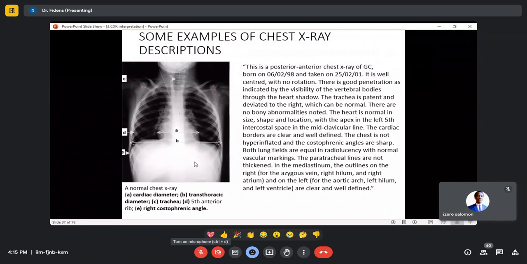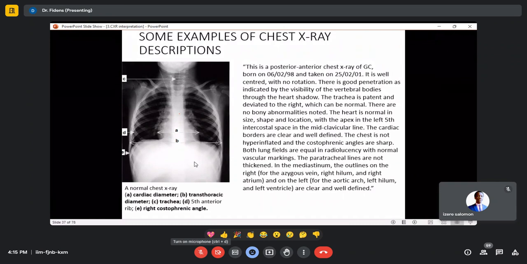I wanted to tell you how we can describe an image. Like now they said this is the posterior anterior chest X-ray of X, born on this date, taken on the 25th. It's well centered, with no rotation. There is good penetration as indicated by the visibility of the vertebral bodies through the heart shadow.